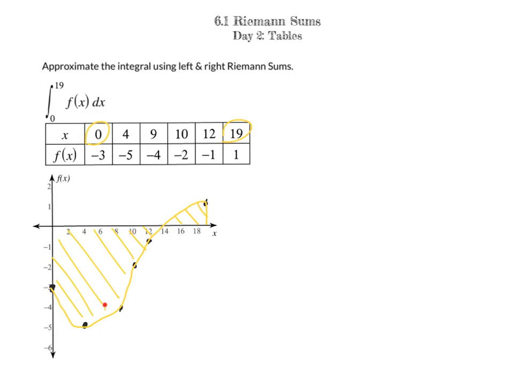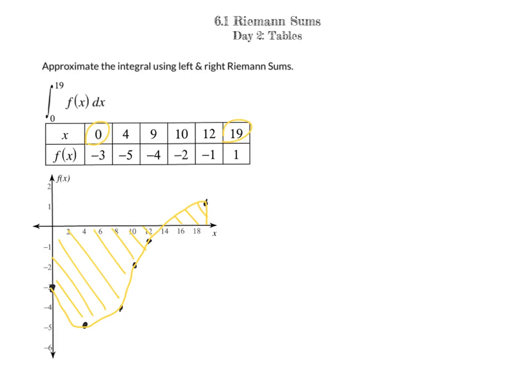And that's because, again, this negative portion is much larger of a value than the positive portion. So, again, we didn't need to necessarily draw it to see that. However, it might help us visualize a little bit of what we're doing. All right, let's go ahead and do our left and right Riemann sums.